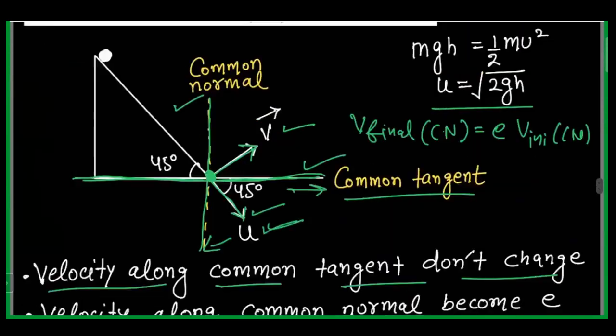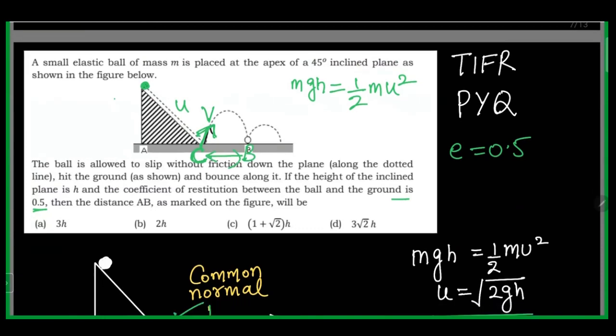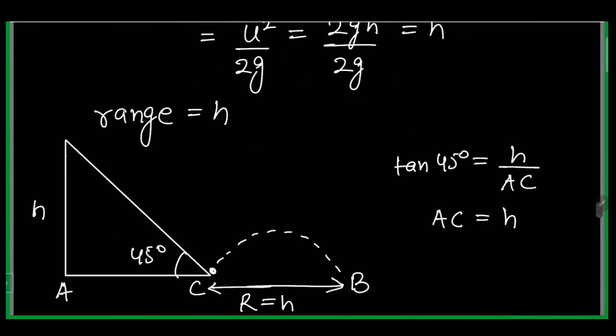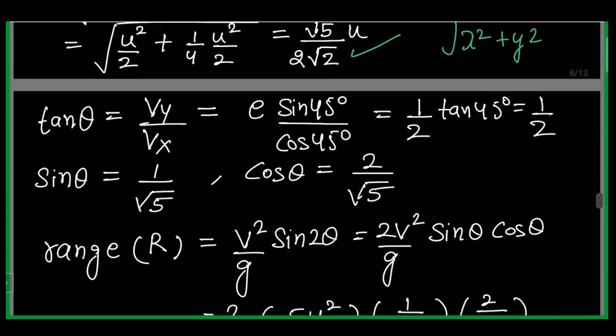So what have we found now? You have found the initial velocity with which the object was coming, and after collision, the velocity with which your object is going. Now we will find this distance. Let's say this point is C, and we will find the distance between C and B. How do we find it? You know about the range.